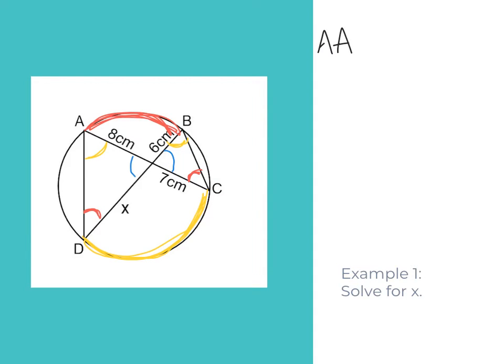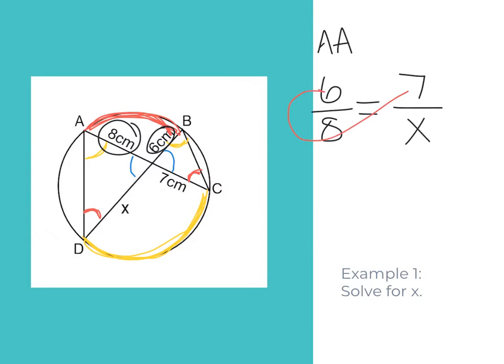Looking at this, the 8 and the 6 are in the same relative position. They correspond to each other. They're both between a blue angle and a yellow angle. So these triangles are kind of being folded into each other. 6 to 8 then has to be the same thing as 7 to x. And now I can cross multiply and divide, and I get that x is 9 1/3.